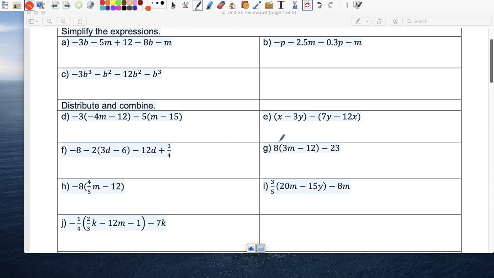What is this? Okay, again, distributive property, so we got 24m minus 96 minus 23. Can I combine anything? Combine the last two terms, these two, right? So it's going to be a negative because we're adding a negative on top of a negative. So we get negative 119.